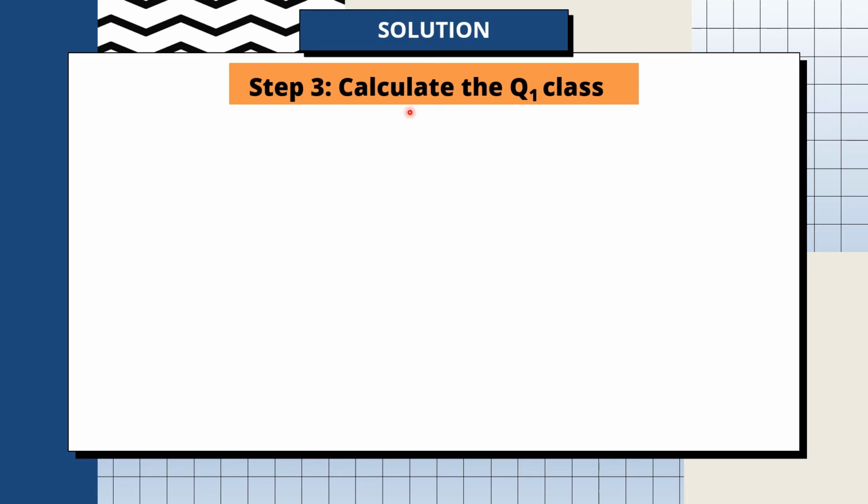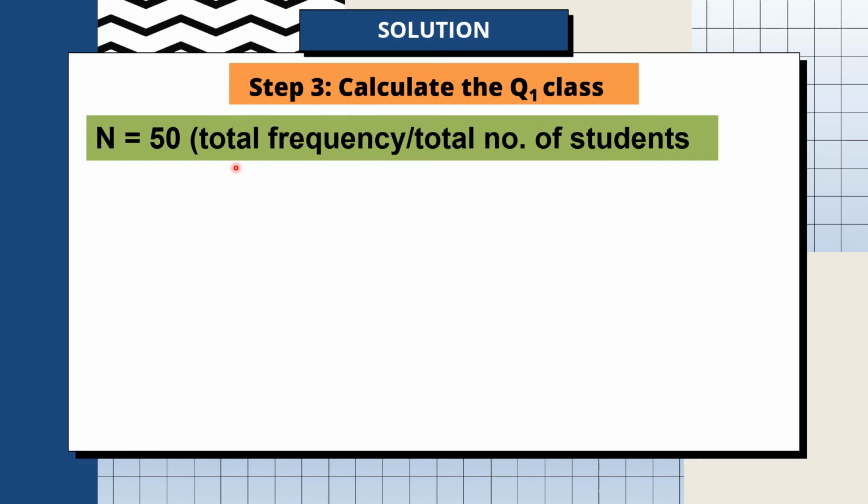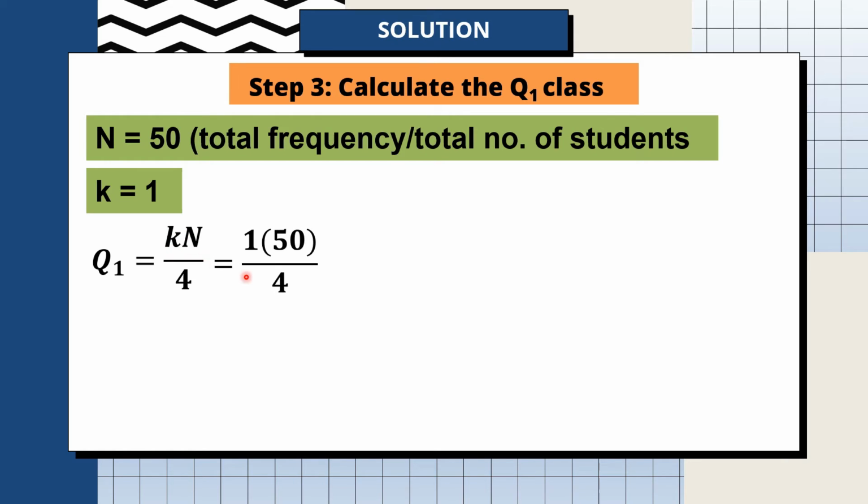Next, third step, we need to calculate the Q sub 1 class. So, paano isosolve yun? Una, kailangan natin yung value ng N, which is the total frequency. And of course, yung value ng K natin, which is equal to 1, kasi Q sub 1 ang kailangan nating isolve. And using the formula for Q sub 1, which is equal to kN over 4. So, substitute lang natin yung value ng K tsaka ng N, which is equal to 1 times 50 divided by 4. So, that is 50 divided by 4, which is equal to 12.5.